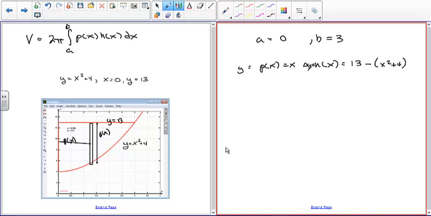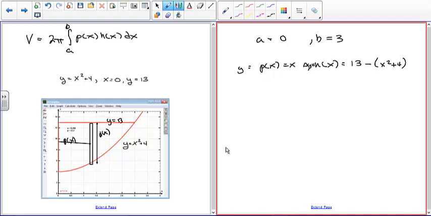So those are the, remember we're doing the shell method. So the radius of the shell is this p of x, which just turns out to be x. And then the height, or the length, the extent of the hollow shell is going to be this. And so you take the difference from this y value down to this y value. So it's 13. This stays constant, whereas the bottom varies. So you subtract x squared minus 4.